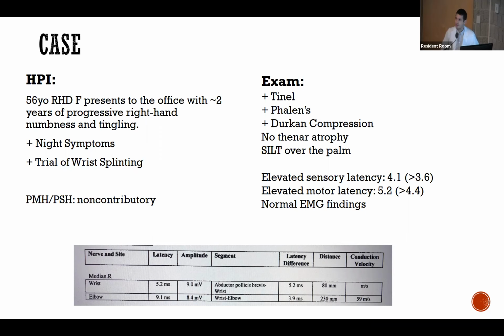On exam, she had a positive Tinel's, Phalen's, and Durkan's compression, and her motor exam was normal, with no evidence of any thenar weakness and no visible thenar atrophy. Sensation was also intact to light touch over the palm. She had also had some outside electrodiagnostic studies performed, which showed evidence of increased sensory and motor latency, but there were no changes on her EMG.